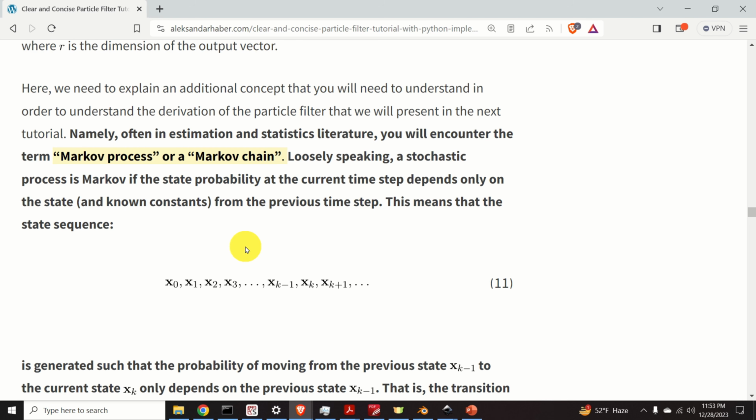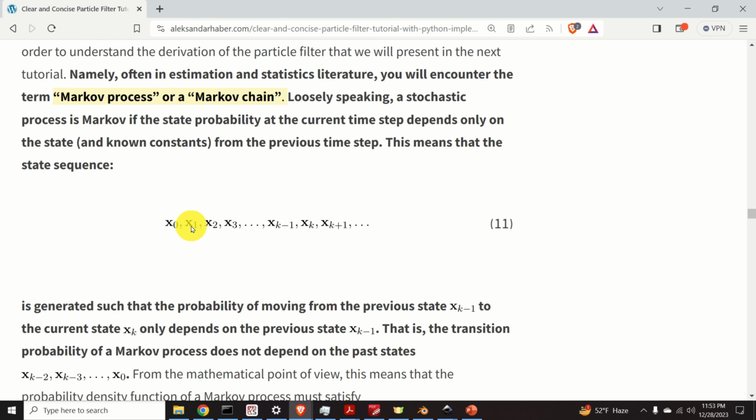This means that state sequence x0, x1, x2, x3, then until xk-1, then xk, then xk+1, and we keep on increasing the index of the state, is generated such that the probability of moving from the previous state, that is from the state xk-1, to the current state xk only depends on the previous state xk-1.